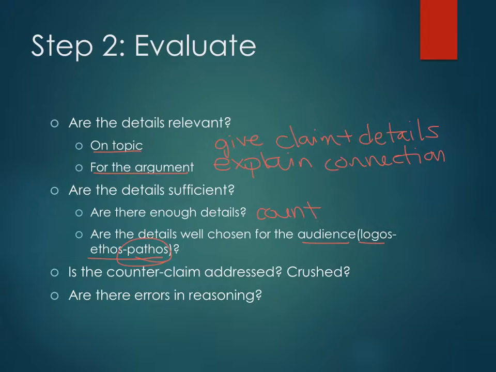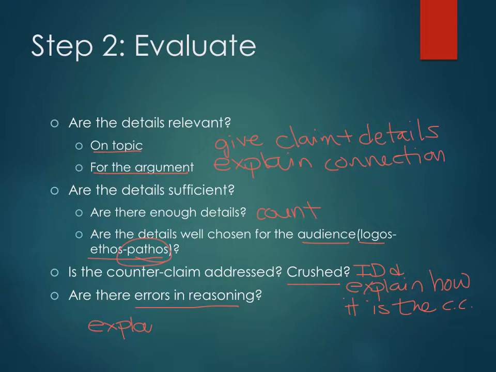Next up, we would consider the counterclaim. And of course, if you see a counterclaim there, you should ID it, and you should also explain how it's the counter. Because they're not always going to be the exact opposite of what's been written. Okay? Some of them might be a little bit more gray. And then, of course, identify, is it crushed? And it really should be. If it's not crushed, that is not an effective piece involving a counterclaim. Finally, we have the errors of reasoning. Are they there? And if they are, you should be able to explain why they are errors.